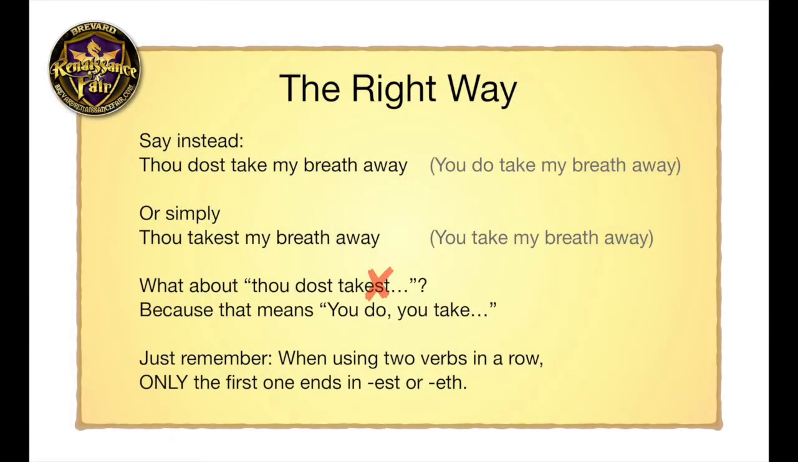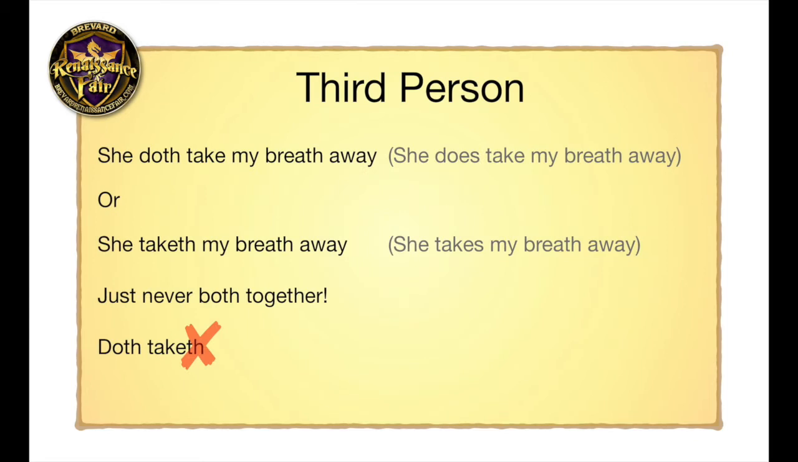Only modify the first of two verbs when using two in a row like this. Say instead, thou dost take my breath away, meaning you do take my breath away, or simply, thou takest my breath away, meaning you take my breath away. What about thou dost takest? No, because that means you do you take. Just remember, when using two verbs in a row, only the first one ends in est or eth. Easy. Third person.